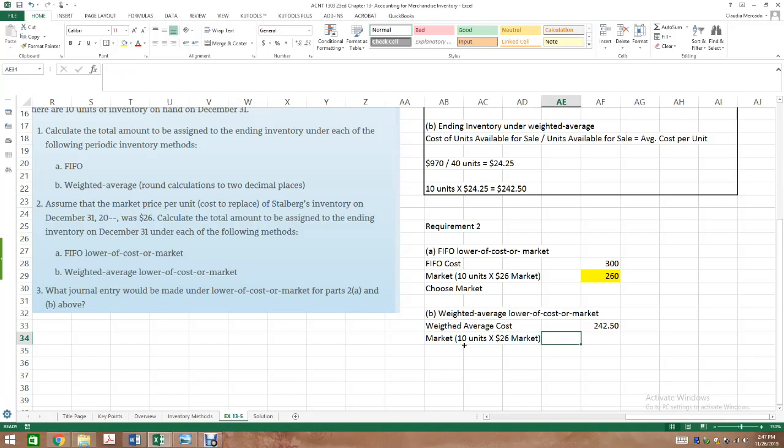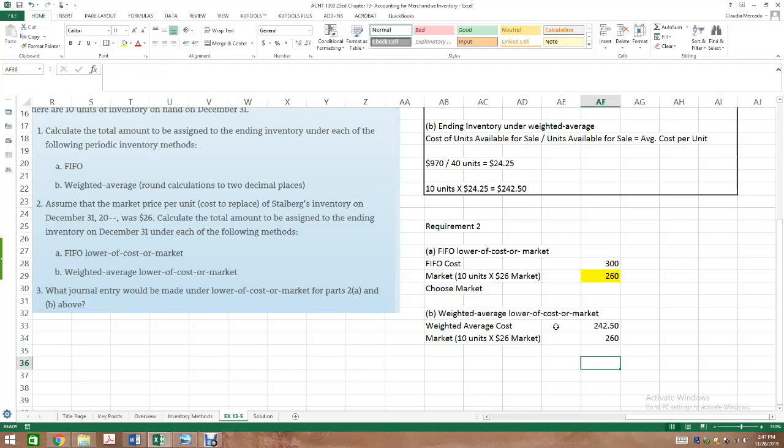That's going to give me $260. So now you have to compare the weighted average cost or the market cost. Which one is lower? Well, the lower one in this particular case, and I misspelled weighted, let me fix that. So it's weighted. I'm sorry, I put on nails and I cannot type. Okay, weighted average cost.